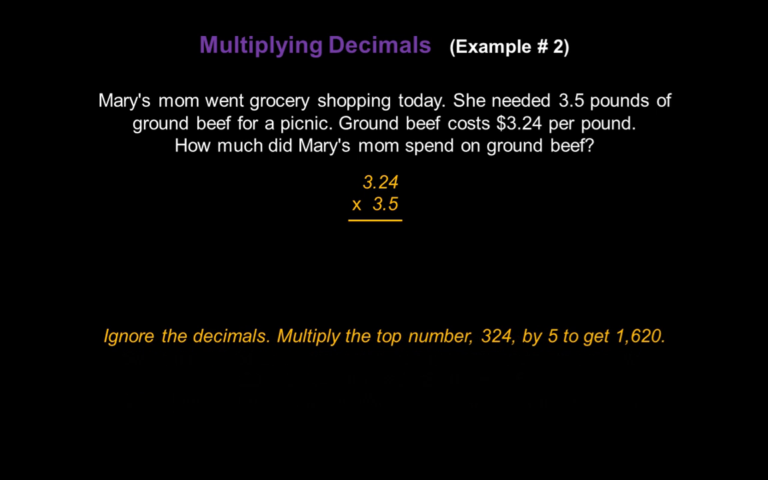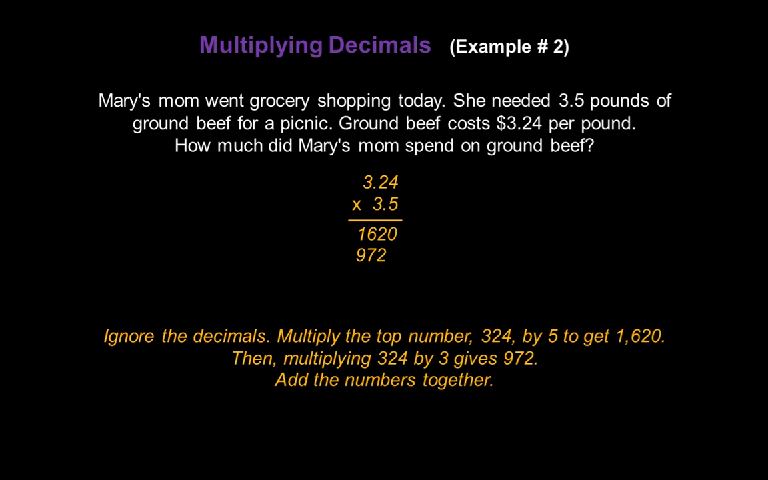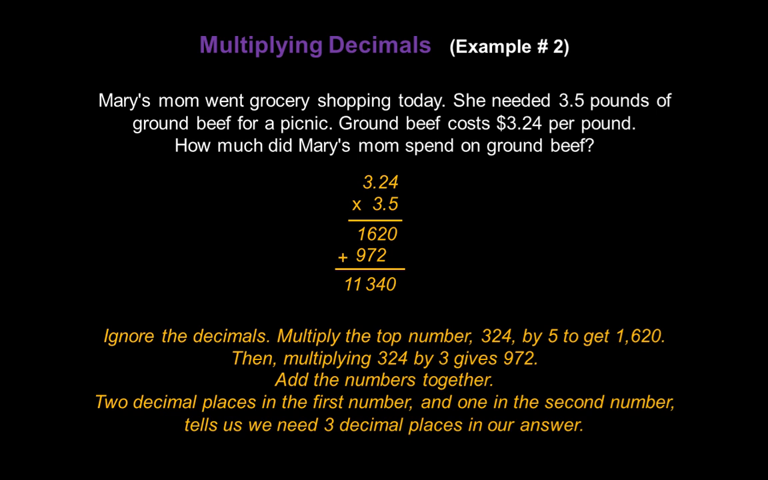Ignore the decimals. Multiplying the top number, 324, by 5 will give you 1,620. And then multiplying 324 by 3 gives us 972. We line it up like that. And then we add the products together. And when we add the numbers together, we get 11,340.